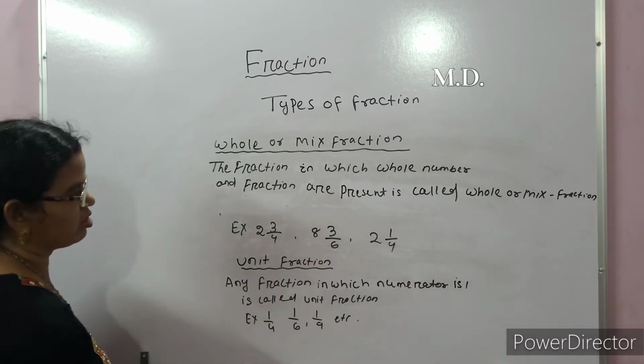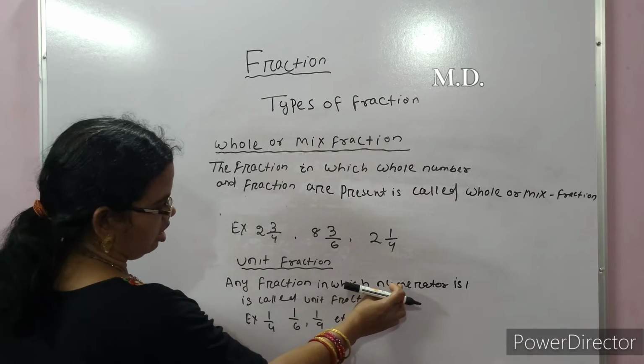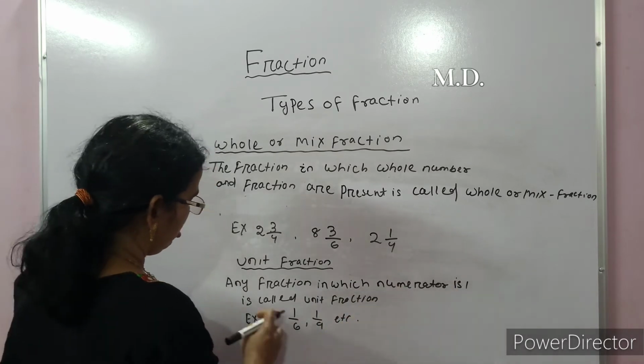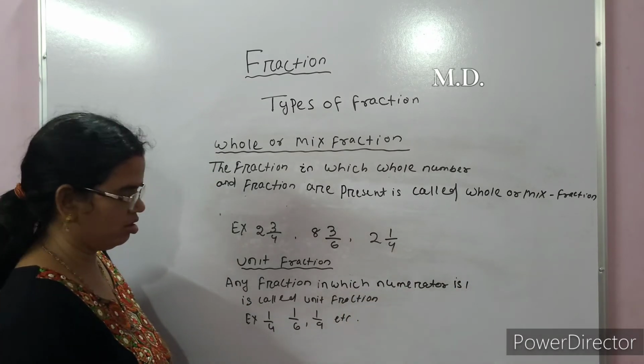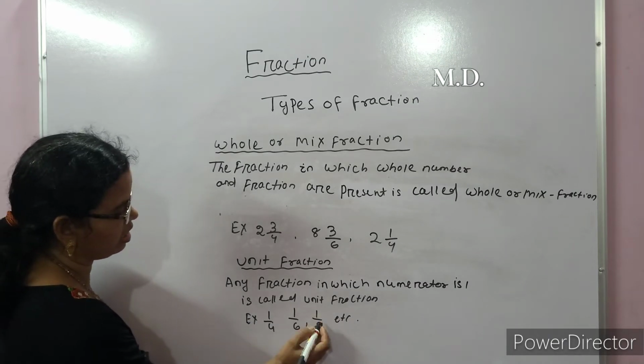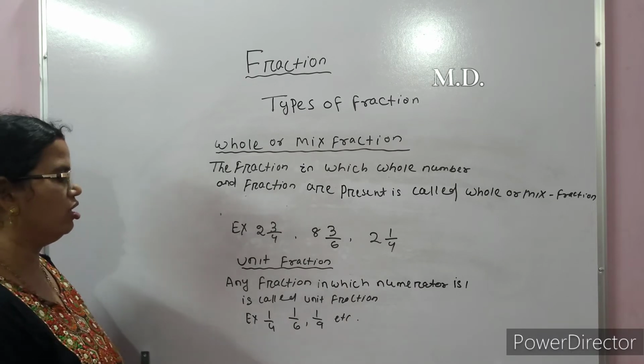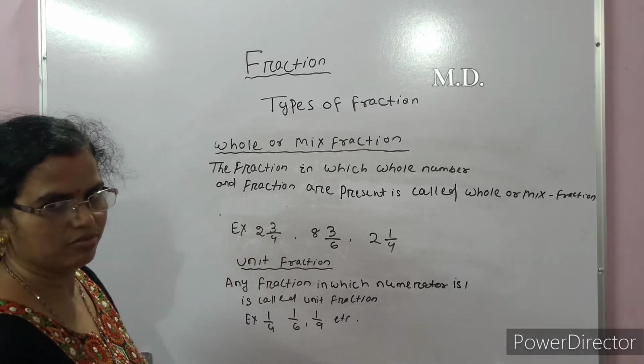Then unit fraction. What is a unit fraction? Any fraction in which the numerator is 1 is called a unit fraction. Example 1 bar 4, 1 bar 6, 1 bar 9, etc. The numerator is 1. This is called the unit fraction.